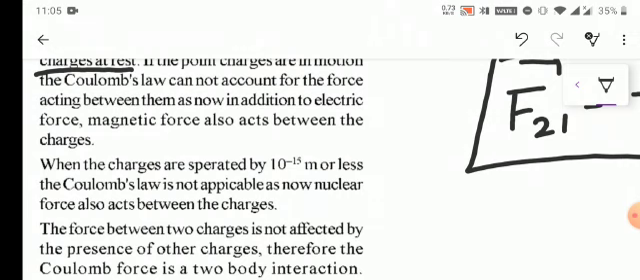The second condition is that the charges are separated by 10 to the power minus 5 meter or more. It means if the charges are very close to each other, then Coulomb's law is not applicable, because this is not a nuclear force.